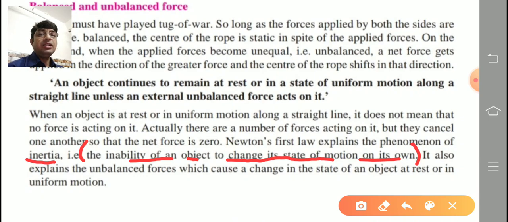Remember, it also explains the unbalanced forces which cause a change in the state of an object at rest or in uniform motion.